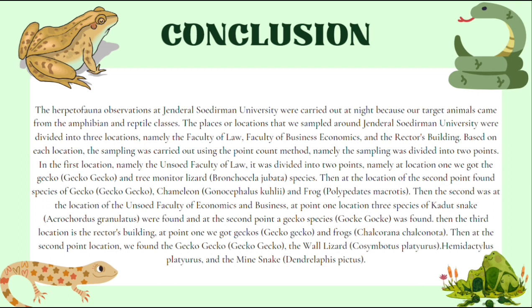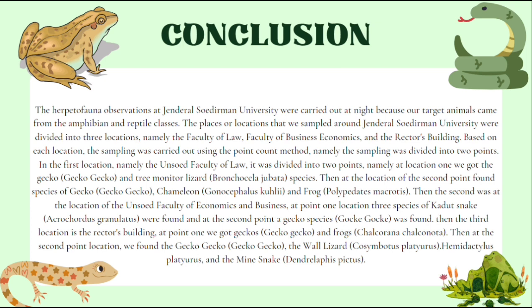So, our group concludes that the herpetofauna observation at Jenderal Sudirman University was carried out at night because our target animals came from the amphibian and reptile classes. The locations that we sampled around Jenderal Sudirman University were divided into 3 locations: the Faculty of Law, the Faculty of Business and Economics, and the Rector's Building. At each location, the sampling was carried out using the point count method, with 2 points per location. The first location, the Faculty of Law, was divided into 2 points.